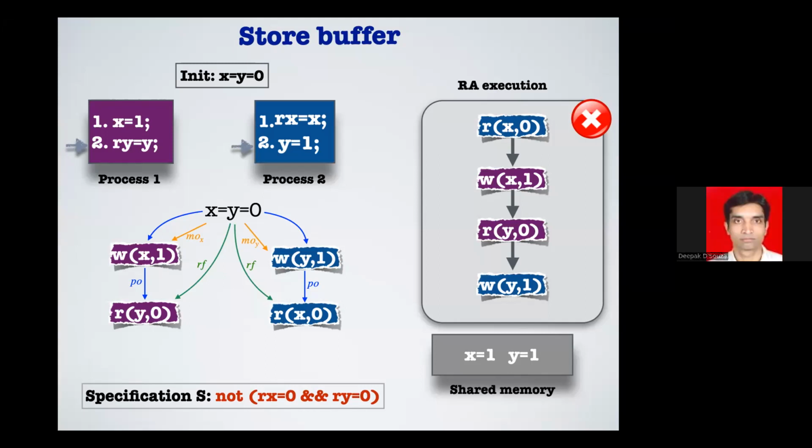So first of all, you said this is an execution, right? Yes, it's an execution graph. Does it represent one execution of the program? Yes, it represents an execution of the program, allowing this particular behavior to happen.